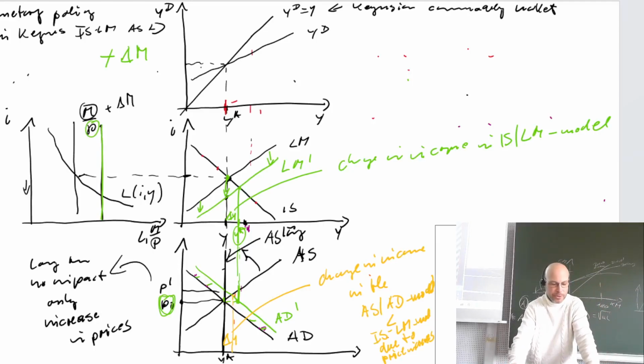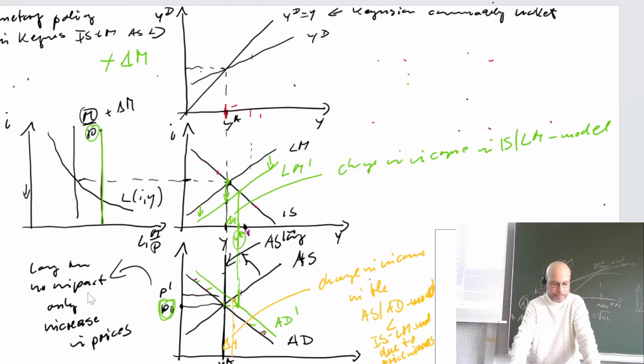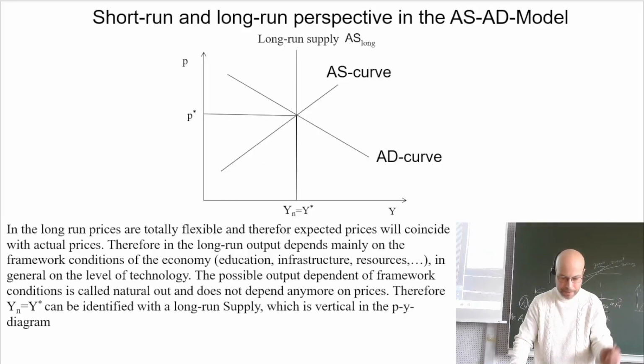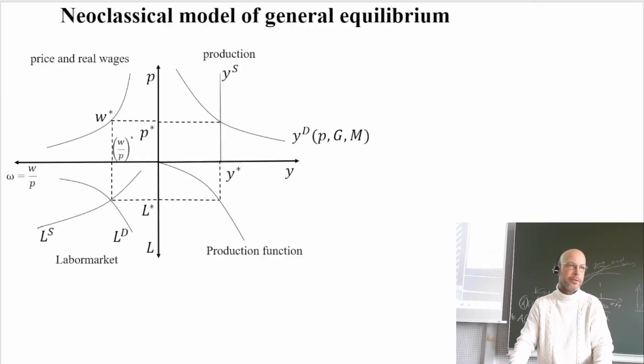But conceptually, where do we have it? Did I do it here? Yeah, here is the diagram explaining the AS curve, the AD curve, and the long-run equilibrium, and this diagram here explains what neoclassical theory is about.